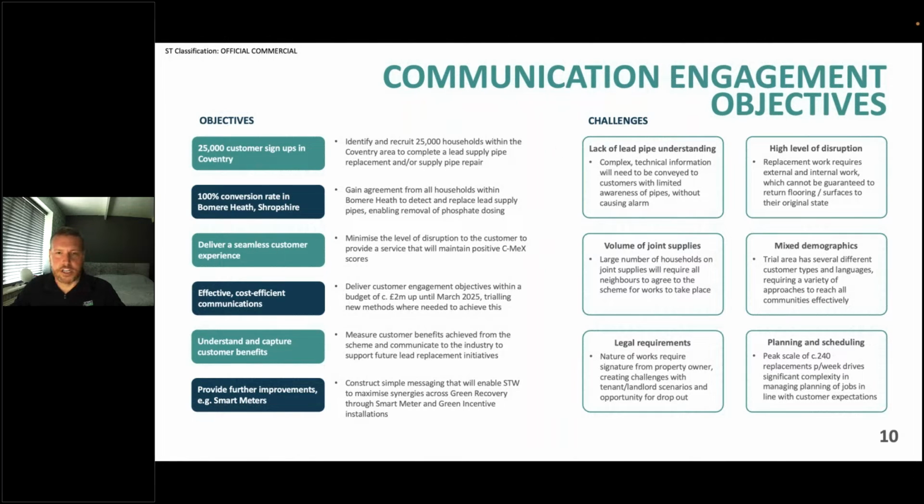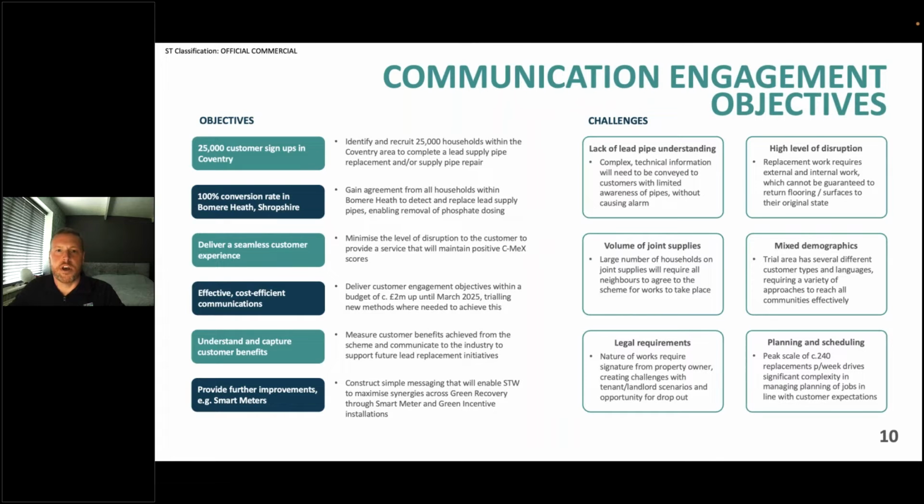There's quite a high percentage of poverty, but equally there are houses that are much better off. We were also looking at the legal requirements, because in the UK, if somebody wants to have their lead replacement done, it is a legal requirement that we do that for them. But equally, we can't force anybody to do it. So when you're looking at joint supplies, this makes things quite tricky. I could go into more detail about how we've worked around that, but that's probably an hour conversation on its own.